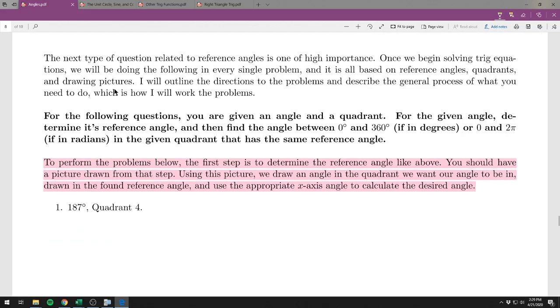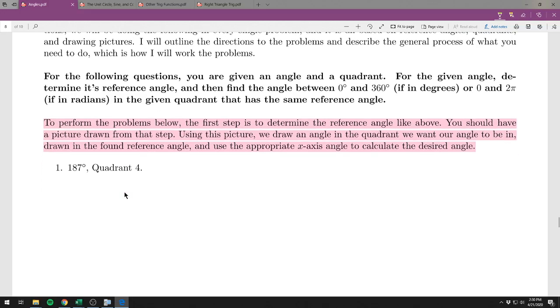Most of the time we're dealing with reference angles, it's not just figure out the reference angle, you're going to figure out the reference angle and then give me an angle in another quadrant with that same reference angle. Okay. So for the following questions, you are given an angle in a quadrant. For the given angle, determine its reference angle, and then find the angle between 0 and 360 degrees, or 0 and 2 pi, in the given quadrant that has the same reference angle.